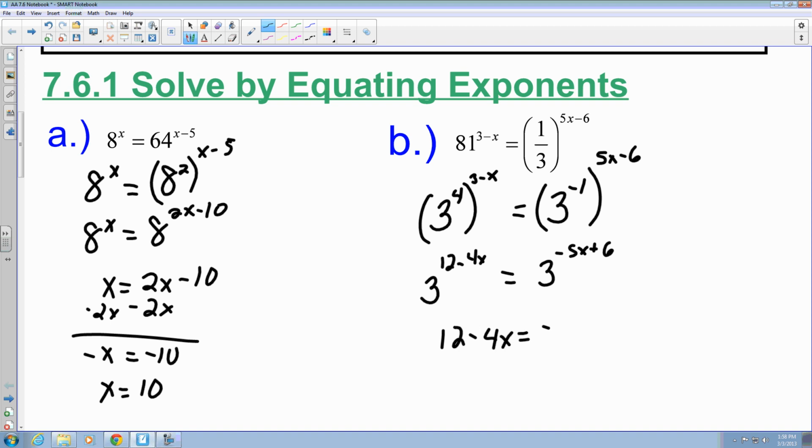So I can go something like this, and I'm going to try to combine x to one side, so I'm going to add 5x to both sides here to give me x, and then I'm going to subtract 12 from both sides, so 6 minus 12, which gives me a negative 6.